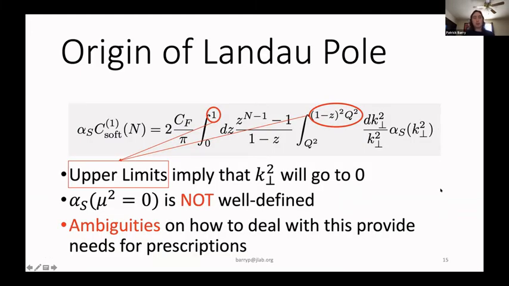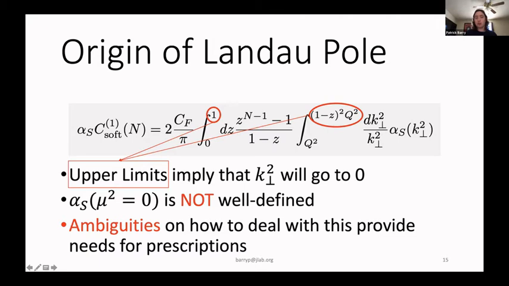So I mentioned that there are some different ways of doing threshold resummation. I wanted to point out a little bit why that is the case. When performing the threshold resummation calculation, we do this Mellin transform. And in conjugate space, we have to evaluate some integrations over k_perp squared, where alpha_s is evaluated at k_perp squared.